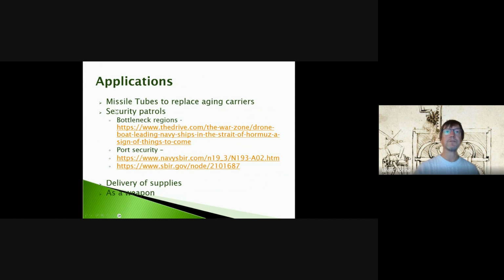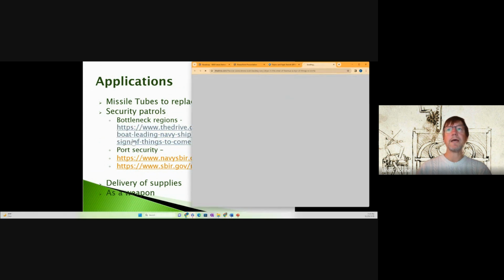So there's some concern about how we deploy enough missile tubes to launch enough missiles to sustain a conflict that we find ourselves in, right? So it could be security patrols here. We can look at a couple of these here.